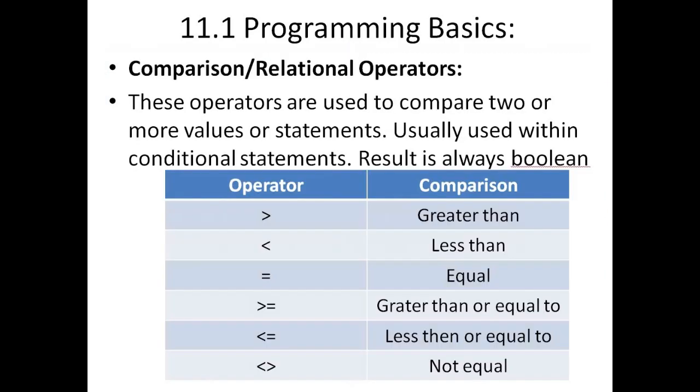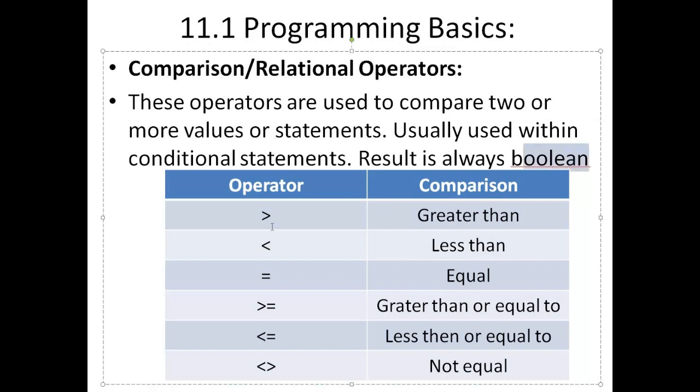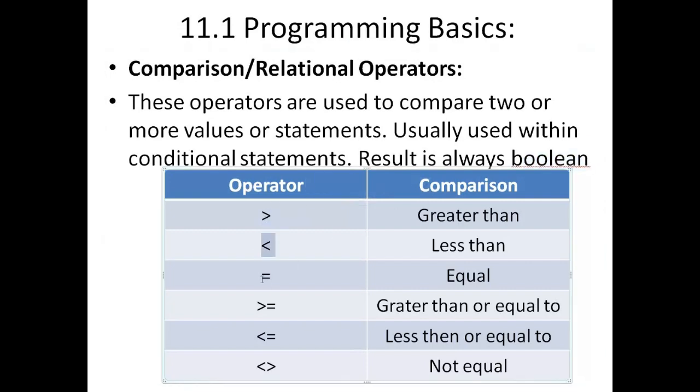Then we have the comparison or the relational operators. These operators are used to compare two or more values or statements together, and they are usually used within conditional statements. The result is always of Boolean data type, either true or false. This is greater than, less than, equal to, greater than or equal to, less than or equal to, and this symbol means not equal to.